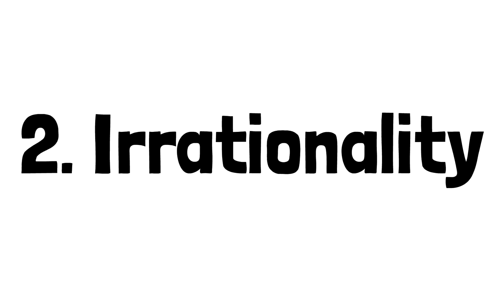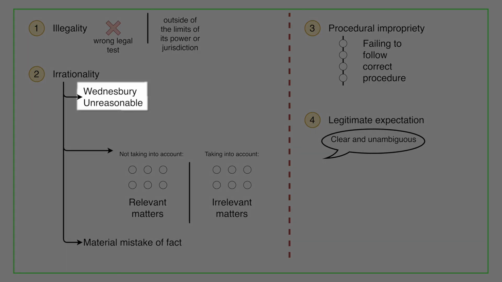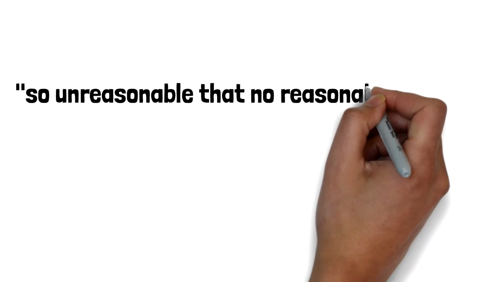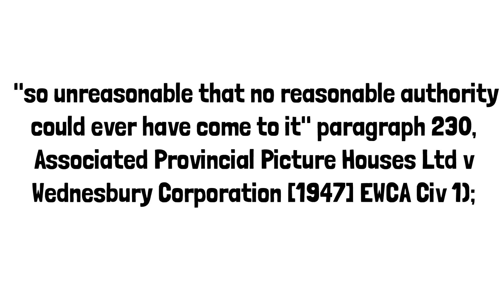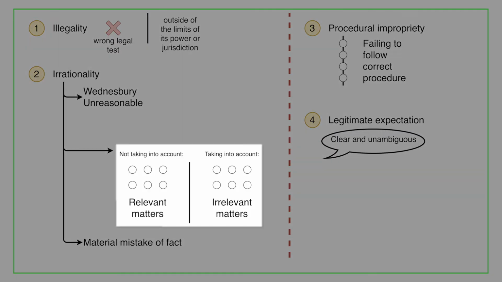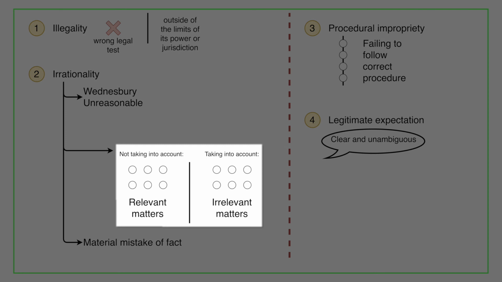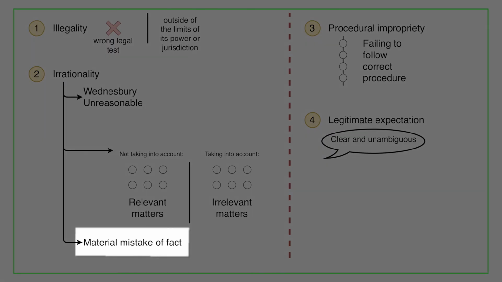Irrationality. Irrationality includes Wednesbury unreasonable. This means a decision or act so unreasonable that no reasonable authority could ever have come to it. This also includes when reaching a decision taking into account irrelevant matters or not taking into account relevant matters. It also includes making a material mistake of fact.